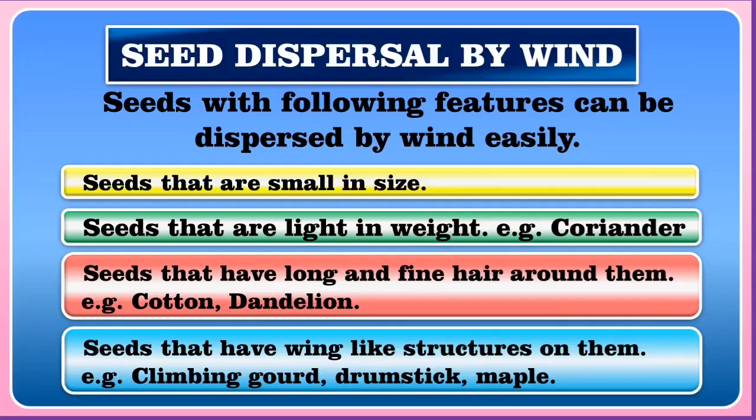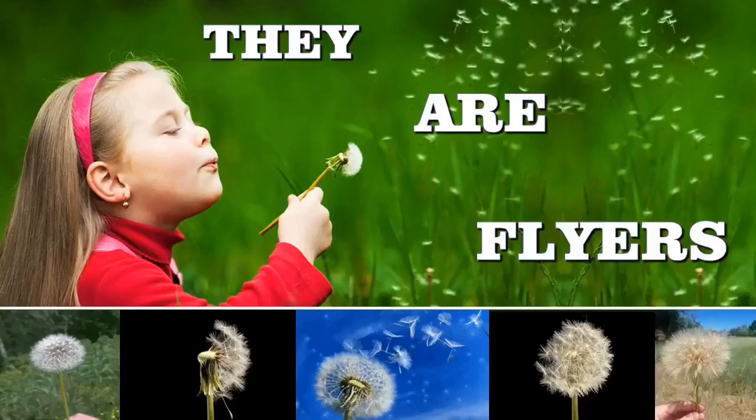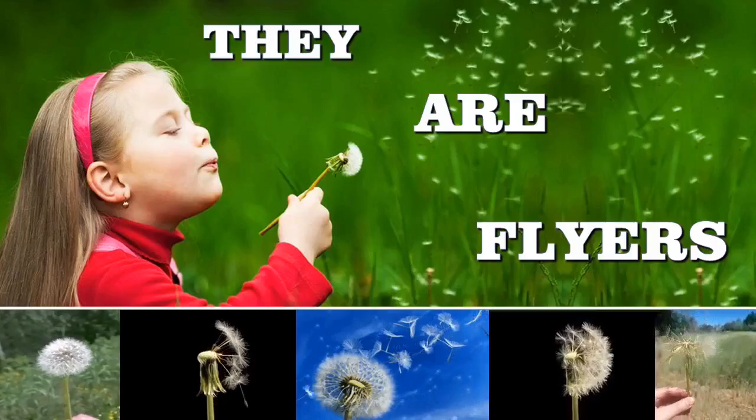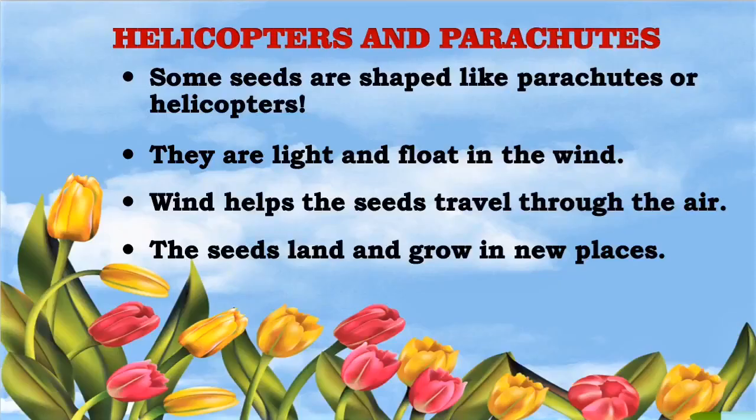First of all, we'll discuss seed dispersal by wind. Seeds with the following features can be dispersed by wind easily. Seeds that are small in size, seeds that are light in weight, for example coriander, seeds that have long and fine hair around them, for example cotton, dandelion, seeds that have wing-like structures on them, for example climbing gourd, drumstick, maple. They are flyers. Helicopters and parachutes.